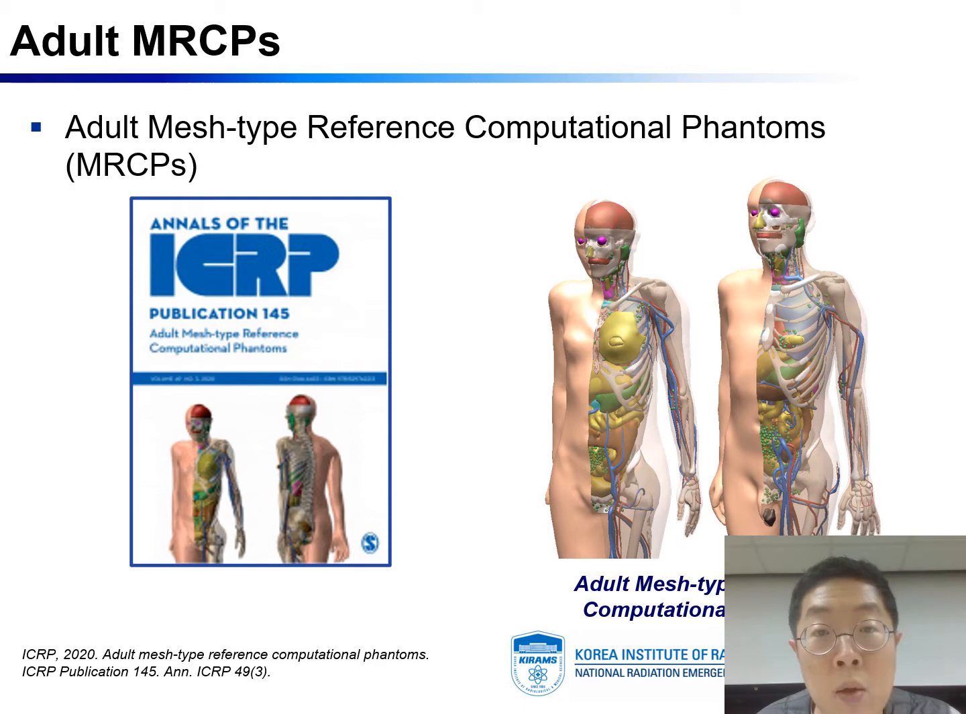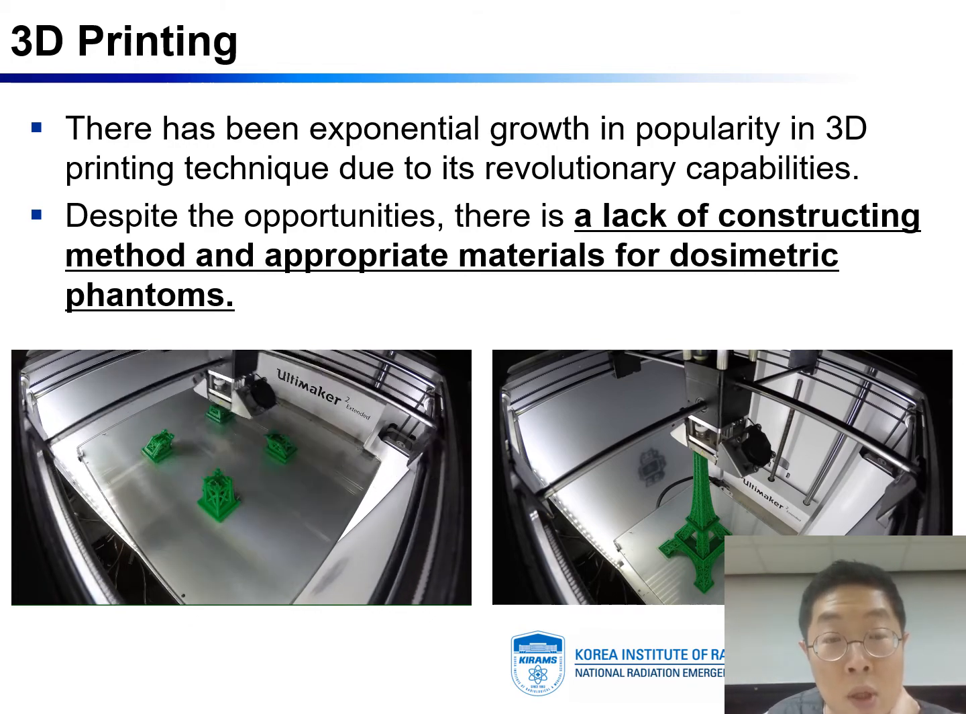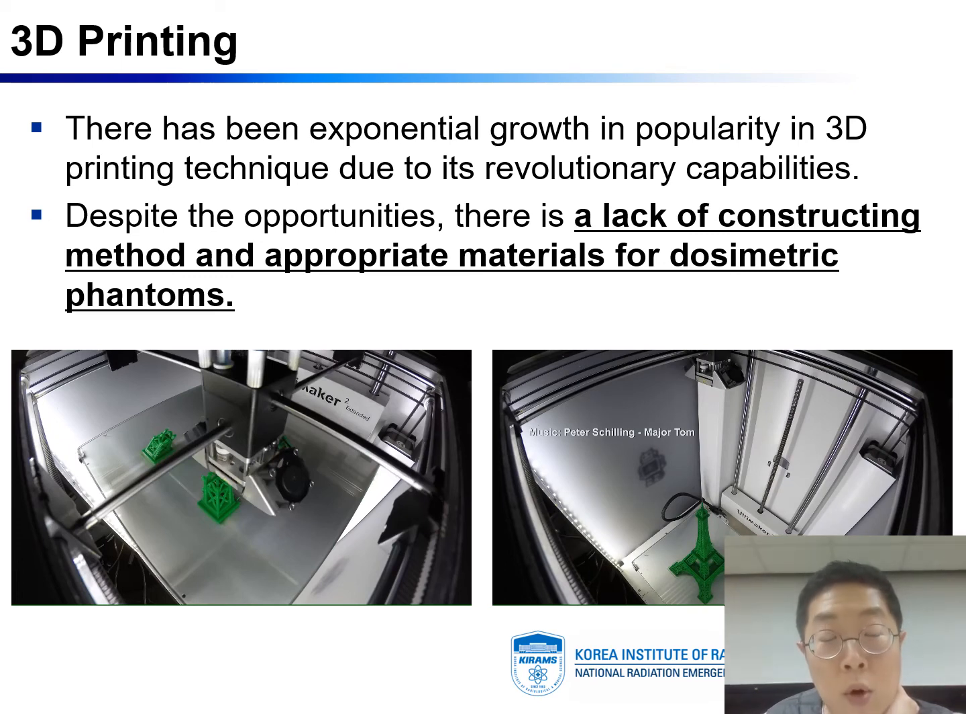Recently, ICRP Publication 145 has been published, and this publication describes mesh type phantoms designated as reference phantoms. Many improvements have been made, and the phantom is provided in mesh format, which can be used as a design for 3D object printing. So this is one of many advantages. There has been exponential growth in the popularity of 3D printing due to its revolutionary capabilities. Despite these opportunities, construction methods and appropriate materials for dosimetric phantoms were not well studied before.